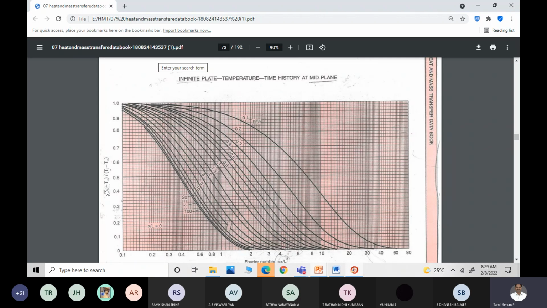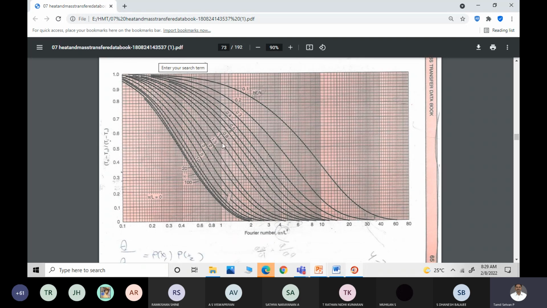So for the temperature at the midplane, you can use this chart: (T0 minus T infinity) by (Ti minus T infinity). You can easily calculate the Biot number, which is hL by k. After calculating the Biot number, you can see 0.1, 0.2, 0.3, 0.4, etc. Similarly, the Fourier number is alpha tau divided by L squared. You can calculate this, and from this you can calculate T naught.